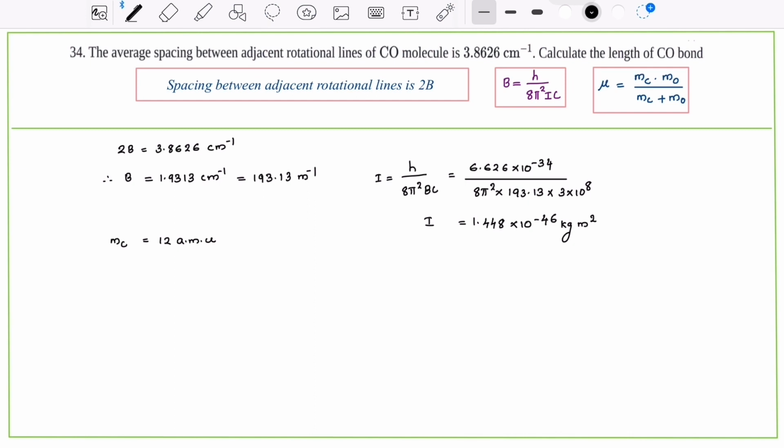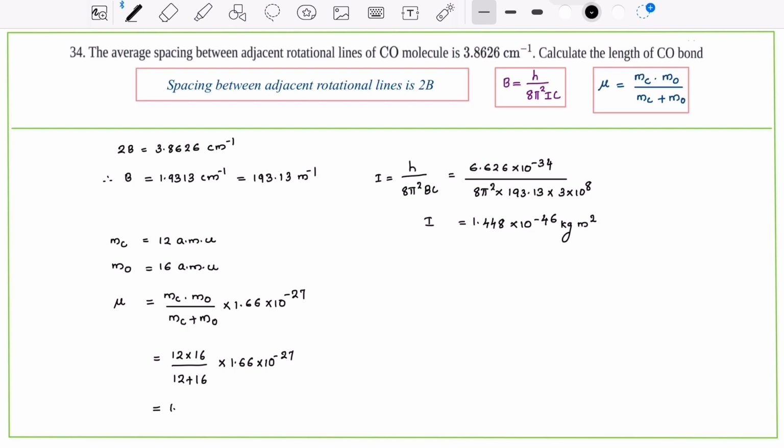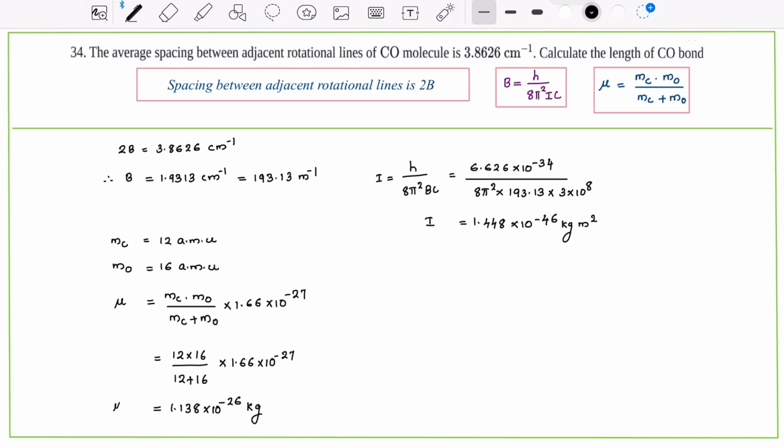Now take the mass of carbon as 12 AMU and mass of oxygen as 16 AMU. Now let us calculate the reduced mass of CO, that is m_C m_O divided by (m_C plus m_O) into 1.66 into 10 raised to minus 27 kilogram, and that is equal to 12 into 16 divided by (12 plus 16) into 1.66 into 10 raised to minus 27 kilogram, and this is equal to 1.138 into 10 raised to minus 26 kilogram. Thus we have evaluated the reduced mass and also the moment of inertia.